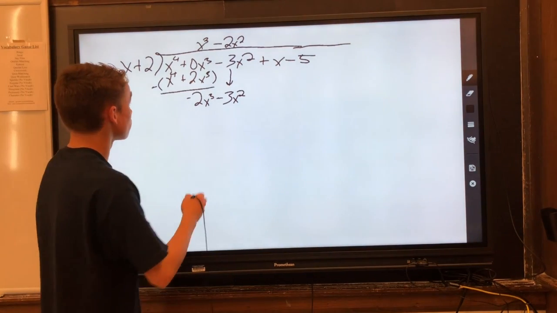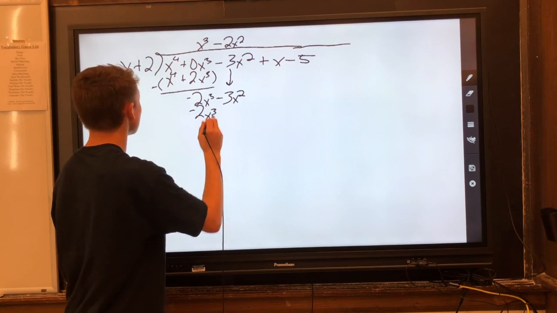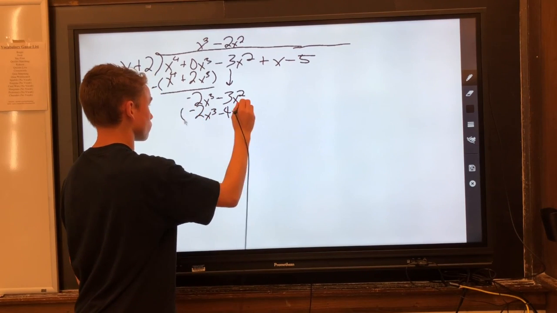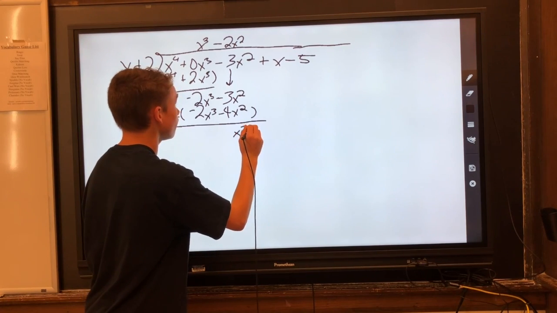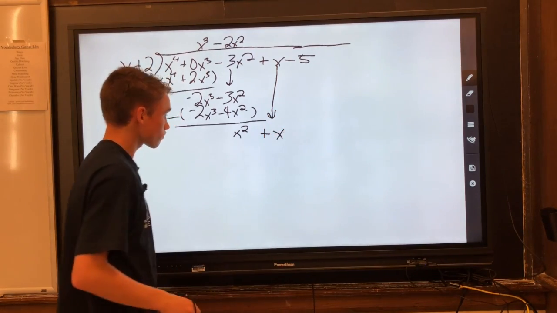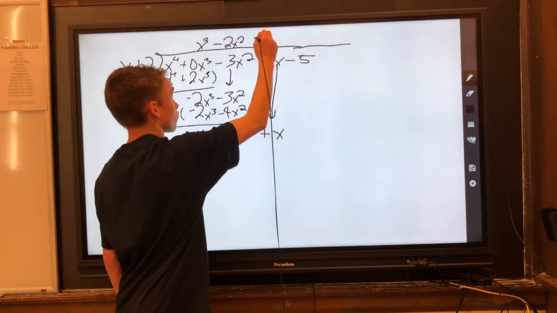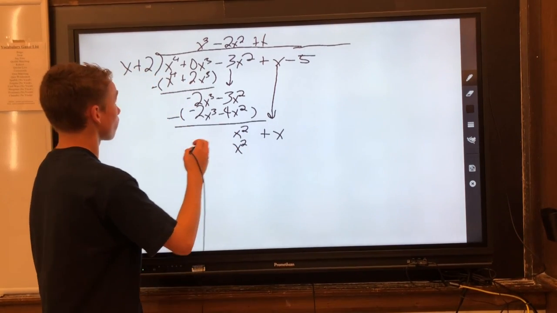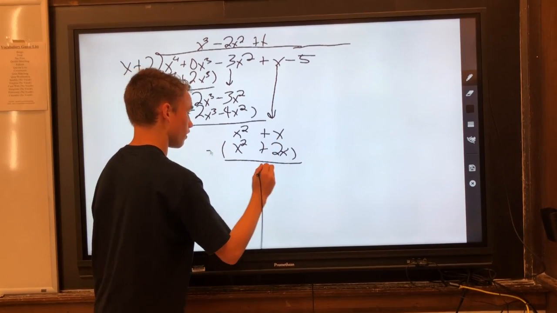So then you multiply out the negative 2x squared, so you get negative 2x cubed minus 4x squared. Subtract these, and you get x squared plus, and you drop down the x. You ask yourself, how many times does x go into x squared? Well, it goes in x times. So x squared plus 2x, subtract, and you get negative x.